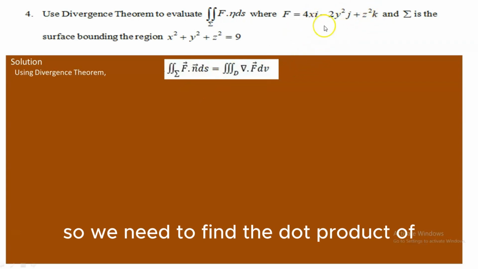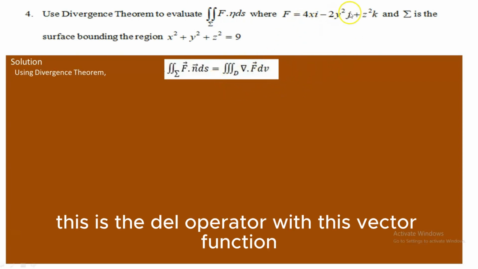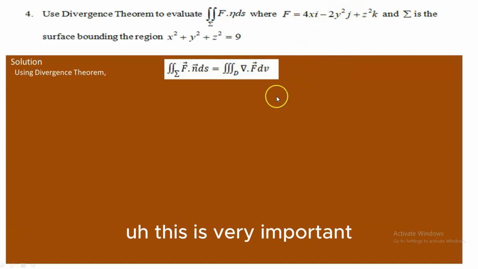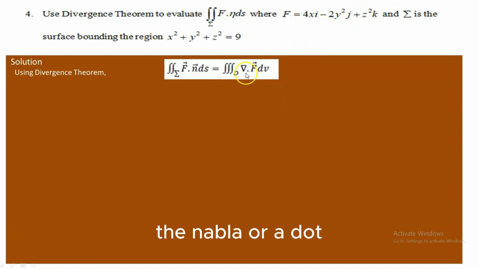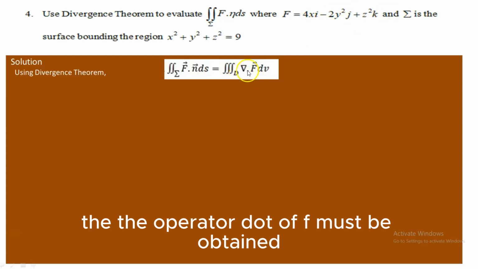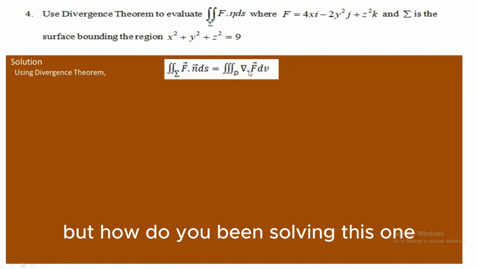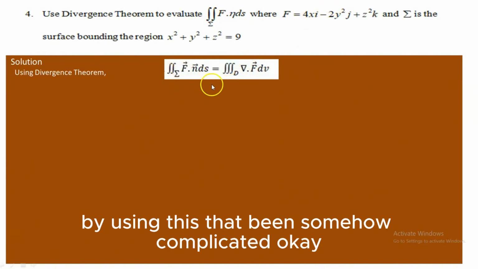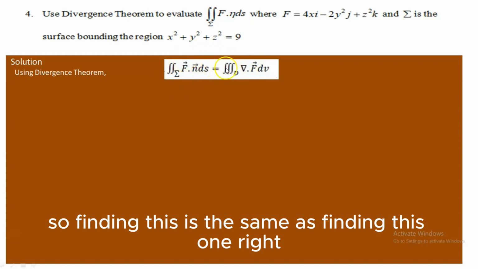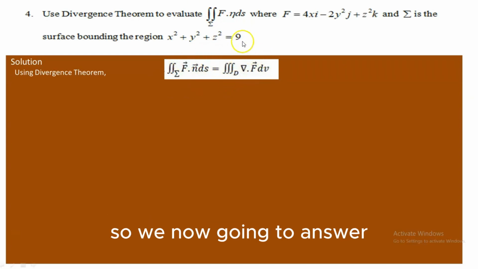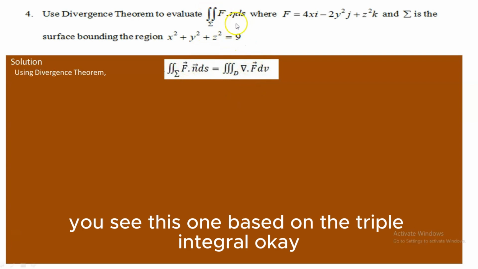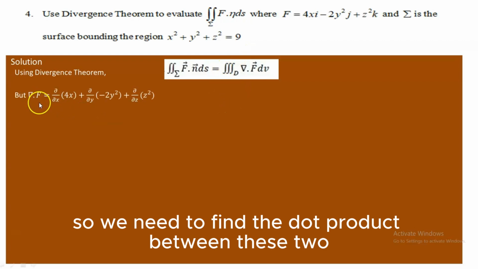So we need to find the dot product of the del operator with this vector function. This is very important. The nabla or the del operator dot with f must be obtained. But had you been solving this one by using this, it would have been somehow complicated. So finding this is the same as finding this one, right? So we're now going to answer this one based on the triple integral.